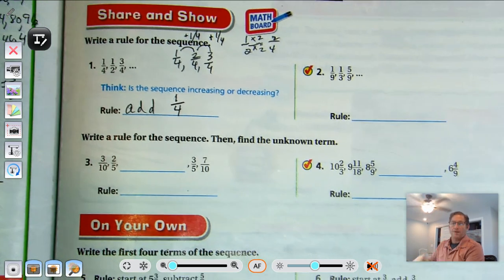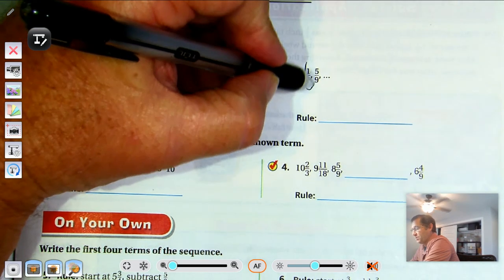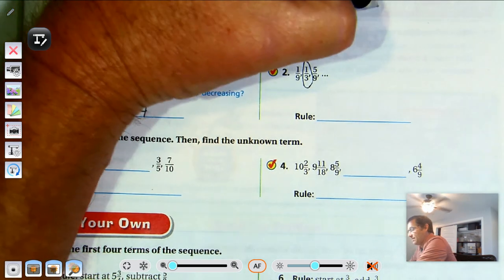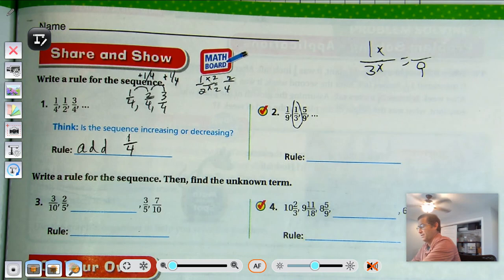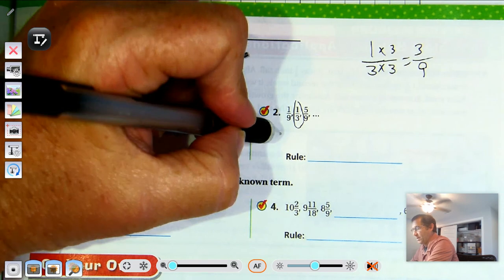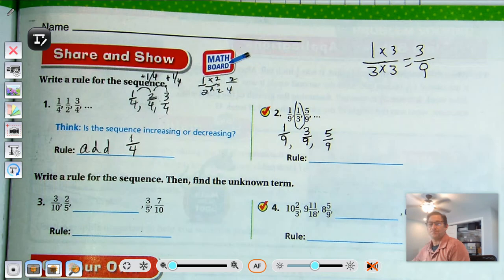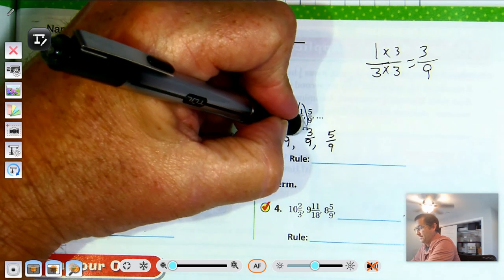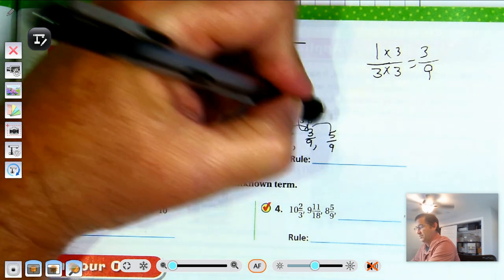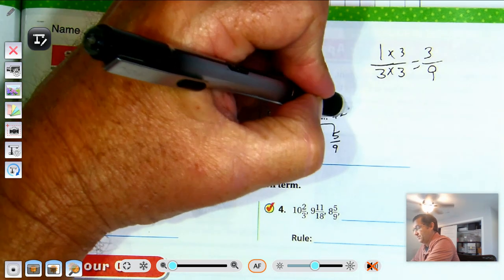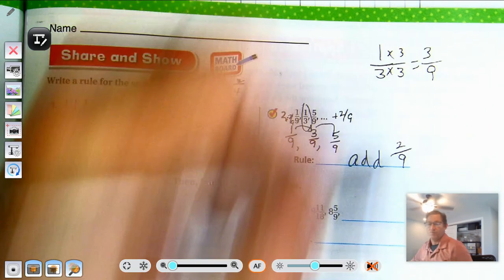All right, number 2, 1/9 to 1/3 to 5/9. Well, I want to change the thirds so it matches the ninths. So 1/3 times what gives us ninths? 3 times 3. All right, so 1/9 goes to 3/9 goes to 5/9. Well, 1/9 to 3/9 is adding 2/9. To go from 3/9 to 5/9, we'd add 2/9. So the rule, add 2/9.